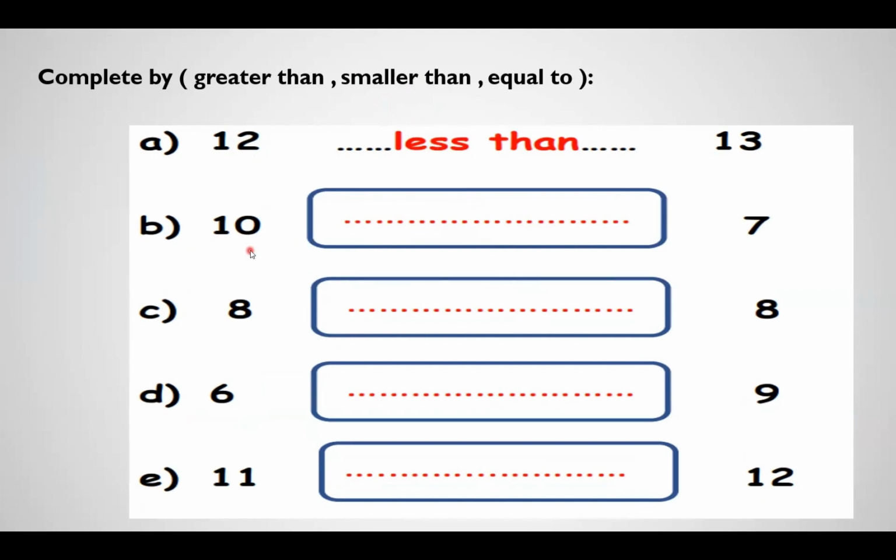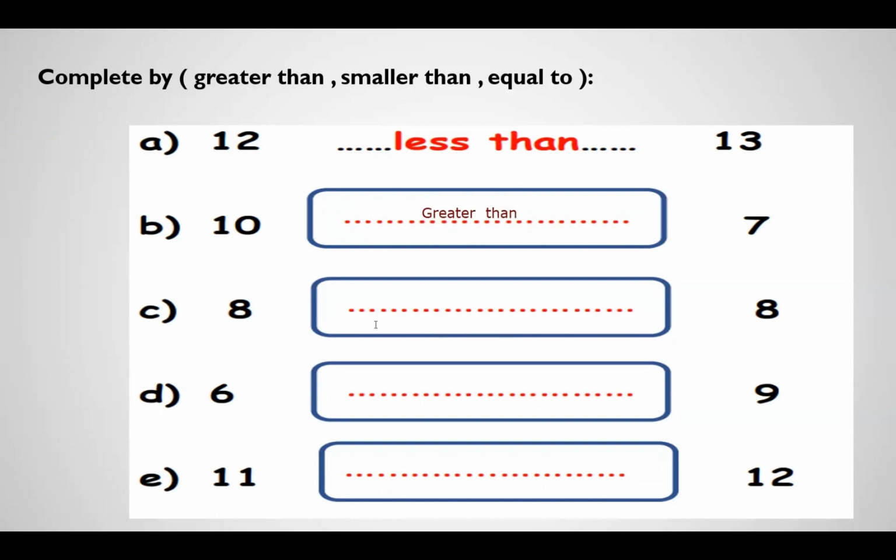What about letter B? Here's 10. What about 10? It's bigger than 7 or smaller? Of course, 10 here is the big. So we will write bigger than means greater. So put greater than. So can you read? Yes, it's 10 is greater than 7.